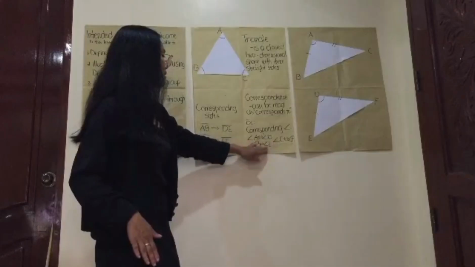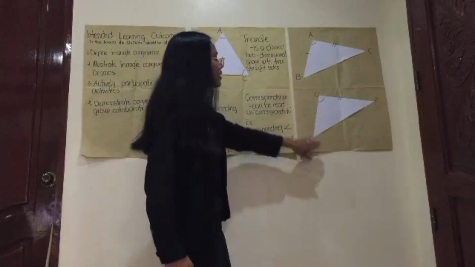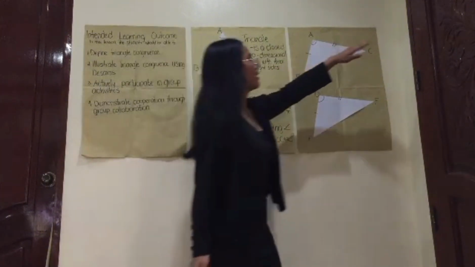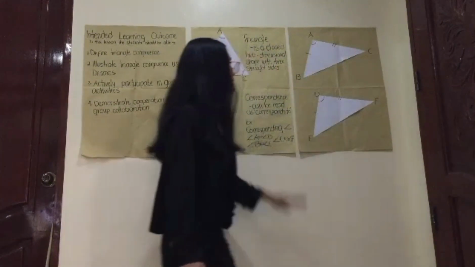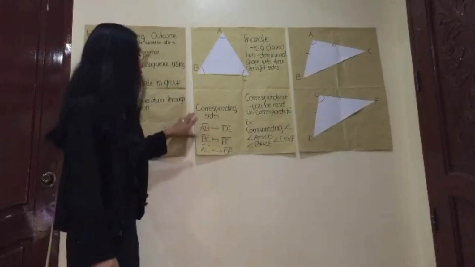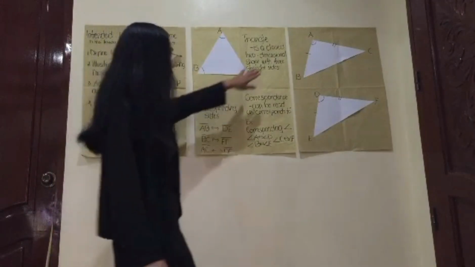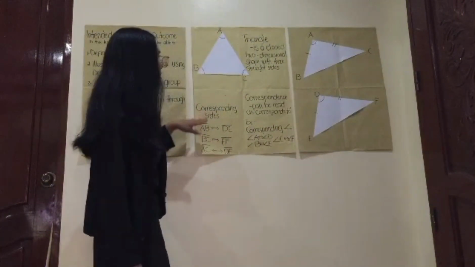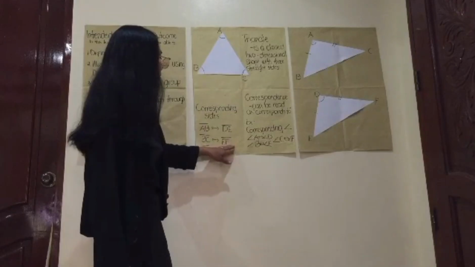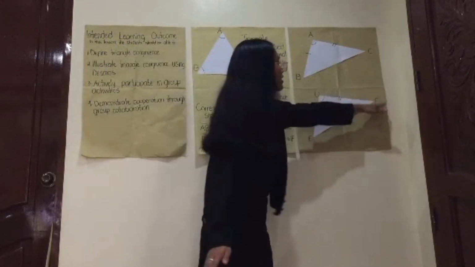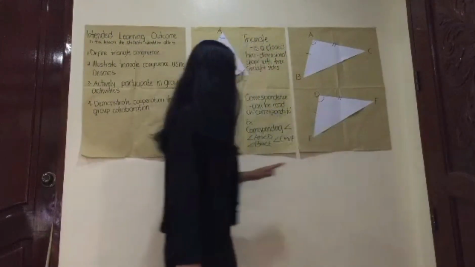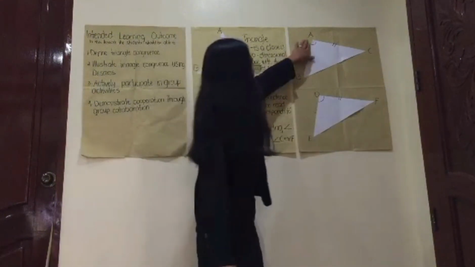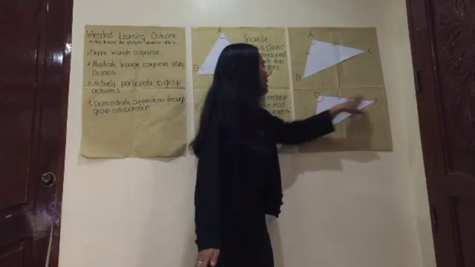Then angle B corresponds to angle E. So angle B is congruent to angle E. And angle C corresponds to angle F. So see, angle C is congruent to angle F. Now let's proceed to corresponding sides. So first is line AB. So line AB corresponds to line DE. And second one, line BC corresponds to line EF. And lastly, line AC corresponds to line DF. So line AC is congruent to line DF.